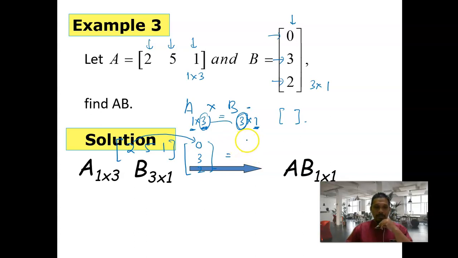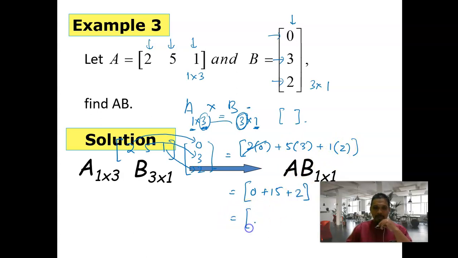Okay, so it is 2 multiplied with 0 plus 5 multiplied with 3, plus 1 multiplied with 2. So it gives you 2 times 0 equal to 0, plus 5 times 3 equal to 15, plus 1 times 2 equal to 2. So it gives you one matrix with one value, which is 17. So it's a matrix of 1 times 1 with one entry only.